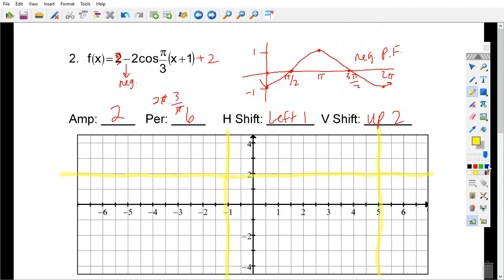So looking at our parent function, we have maximums and minimums, right? Starting at 0, we have a -1. That is a minimum value, right? We have a max value here, and we have a min value here. Does that make sense? So here's where I start, but I have a minimum value here. My amp is what affects my min and my max. So from here, I'm going to go down 2, and that's going to put me at -1.